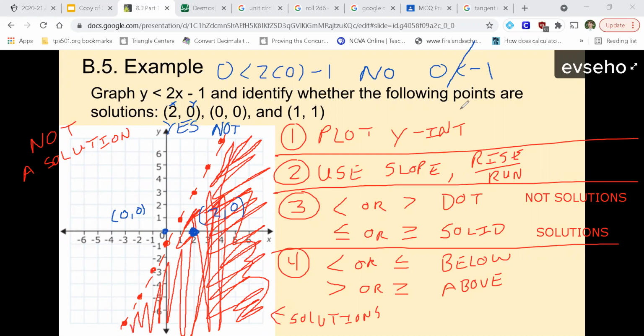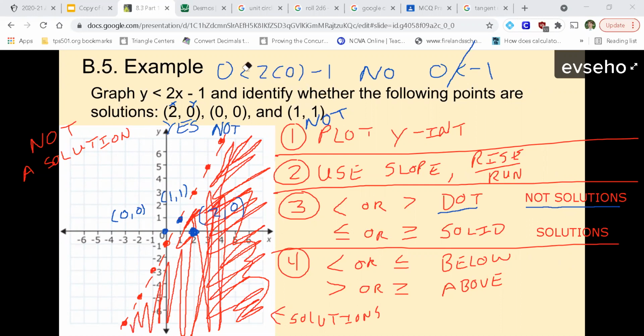Okay, and this is the one I'm going to get asked about the most. Is the point 1, 1 a solution? That's this point right here. It's actually on the dotted line. Is that point a solution? No. If it's dotted, that means no. The reason why is let's test it. So this is also not.